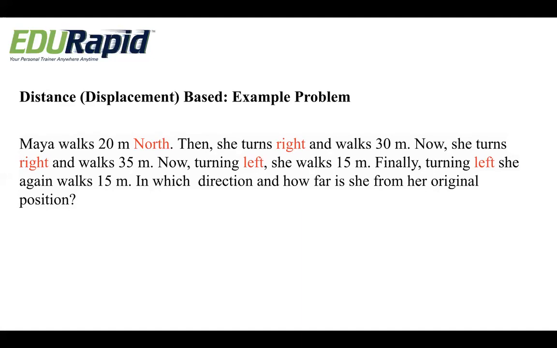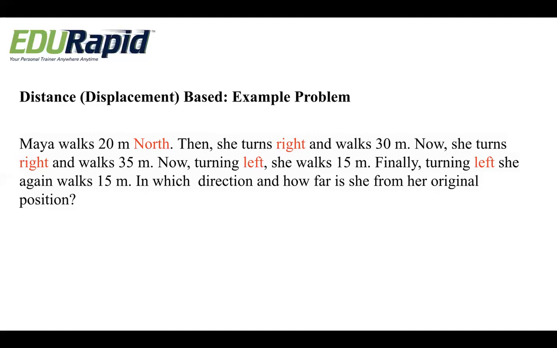Maya walks 20 meters north. Then she turns right. She's going north and she turns right and walks 30 meters. Now she again turns right and walks 35 meters. Now again she turns left, she walks 15 meters. Finally, turning left, she again walks 15 meters. So in which direction and how far is she from her original position?